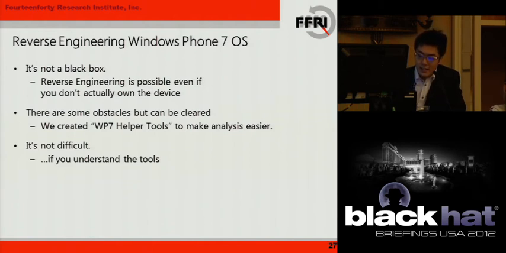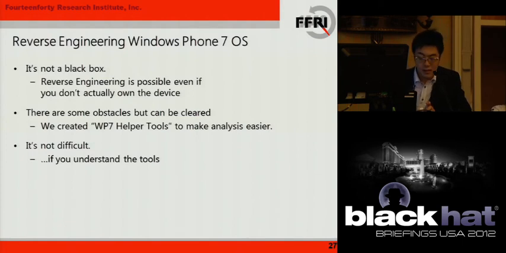So I have made a simple collection of Python scripts named W7 helper tools to make analysis easier. I missed the tools in the conference CD, but they will be available on the Black Hat archives page. And most of all, reverse engineering of this operating system is not so difficult. So let's do it.